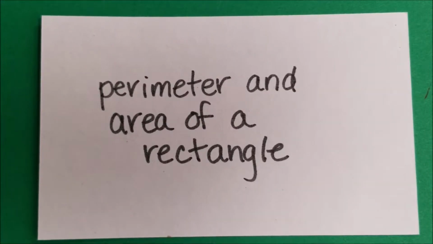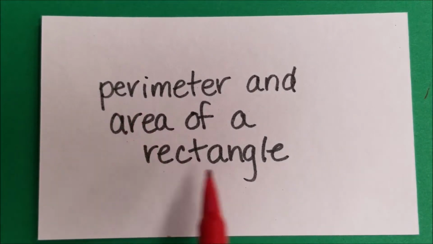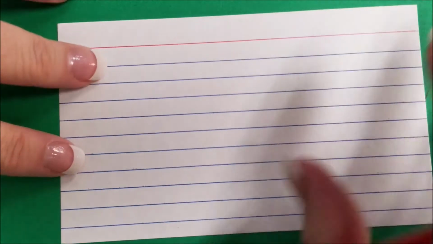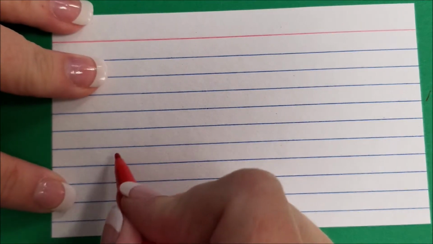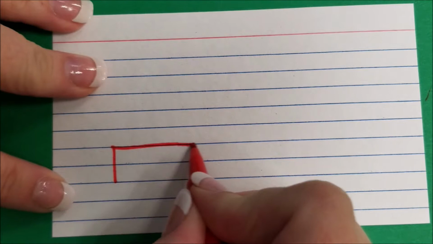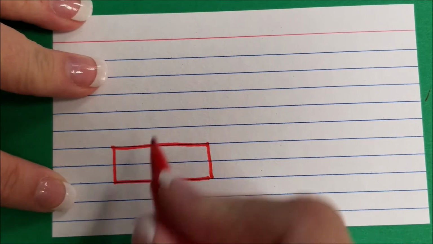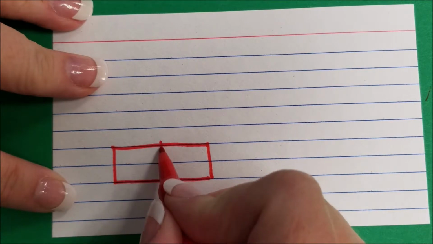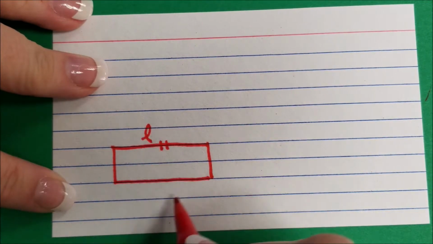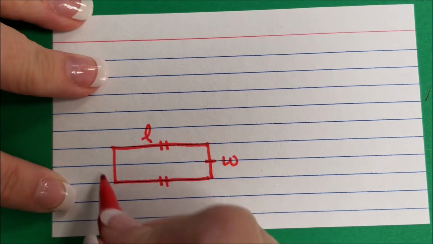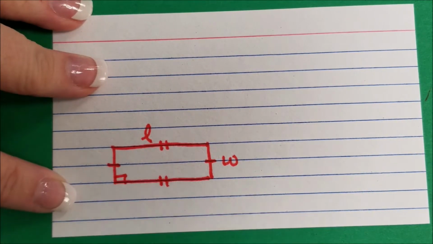So we're going to take a look at some formulas now. We're going to look at two formulas for a rectangle, the perimeter and the area. So let's draw ourselves a rectangle. And we don't know the measure, but we're going to say that this is the length and this is the width. And the opposite sides are going to be equal.